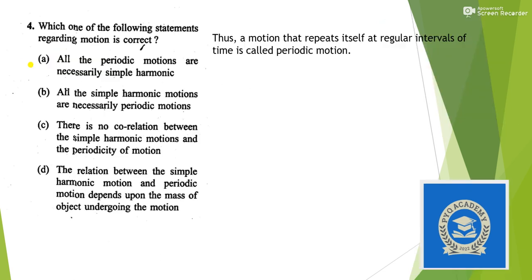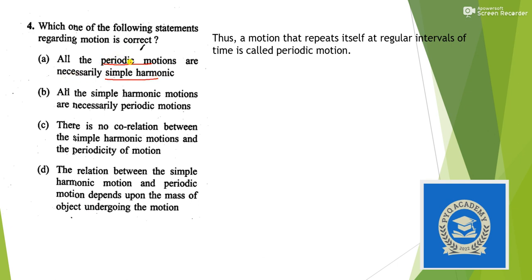So let's move to the next question. Which one of the following statements regarding motion is correct? First is, all periodic motions are necessarily simple harmonic motion. All simple harmonic motions are necessarily periodic motion, and there is no correlation between simple harmonic motion and periodicity of motion. And the last option is, the relation between simple harmonic motion and periodic motion depends upon the mass of the object. So first let us know what is periodic motion and what is simple harmonic motion.